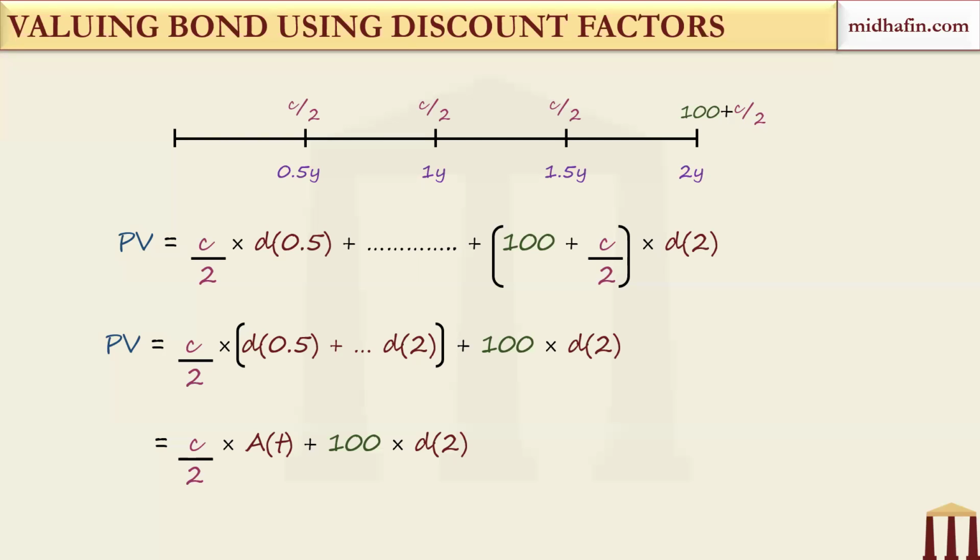Annuity means recurring payments happening at regular intervals of time, but the time period till which the payments will happen is finite. Okay, it's not infinite. If it's infinite, it has a different name.